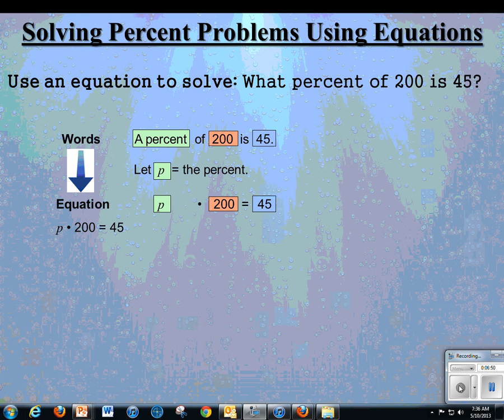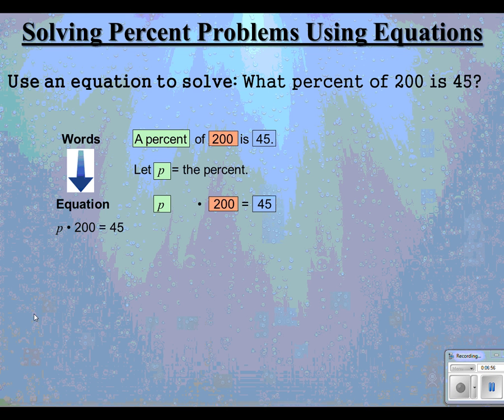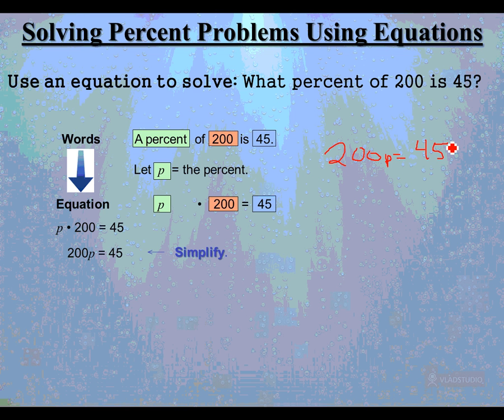Okay, carrying on here. Let P equal the percent. The equation looks like this: P times 200 equals 45. If we clean that up a little bit, you get 200P, something that looks like a typical equation that you are used to solving. 200P equals 45. That's what you want it to look like. Now, what are you going to do to solve this?